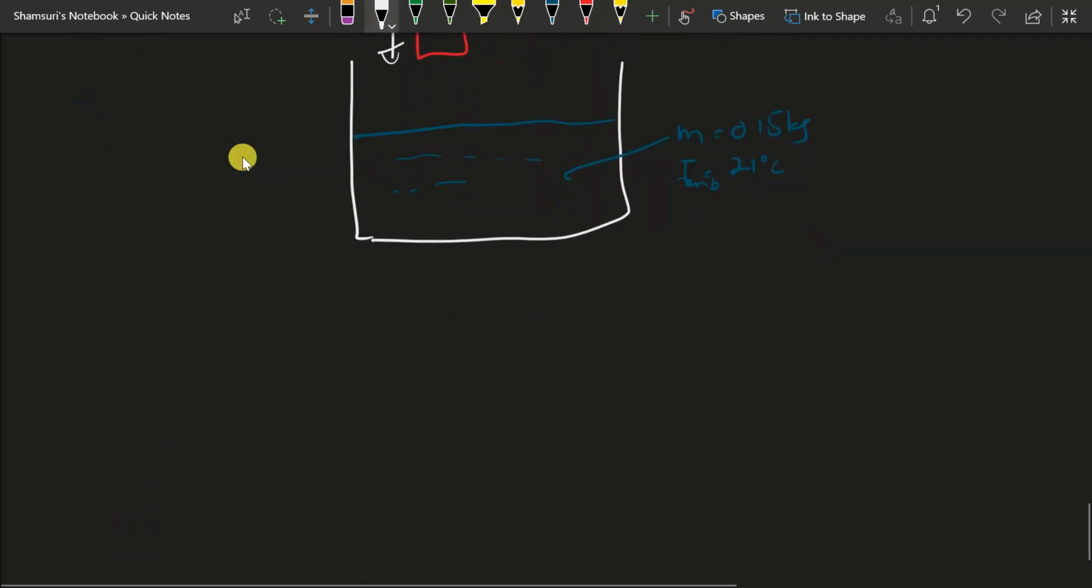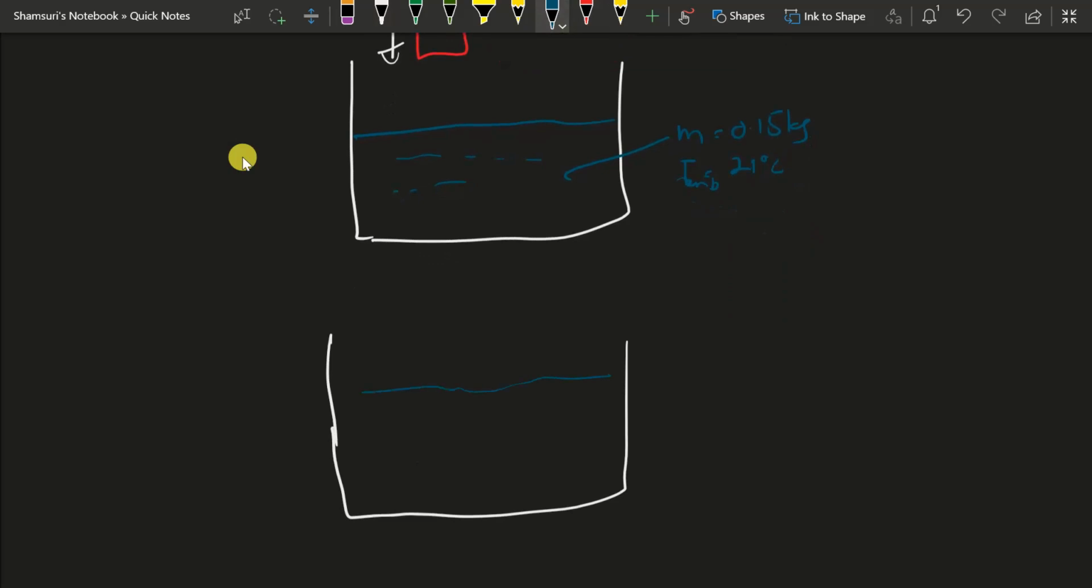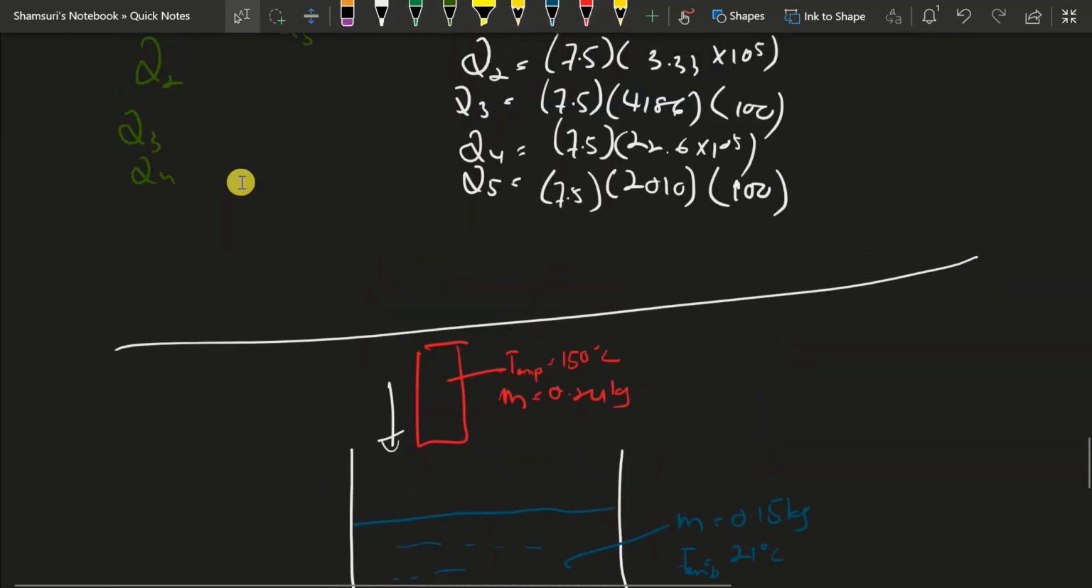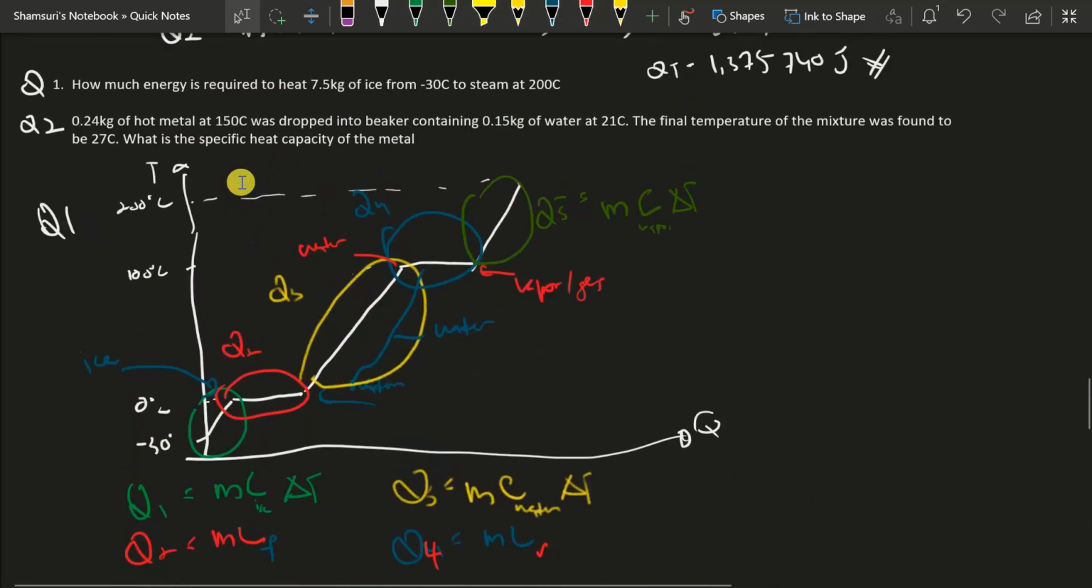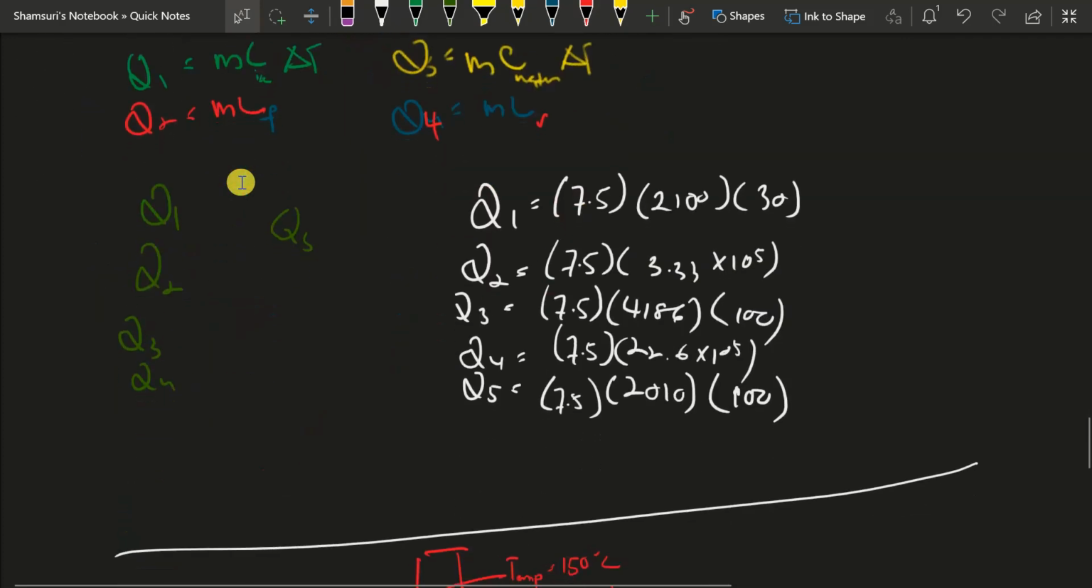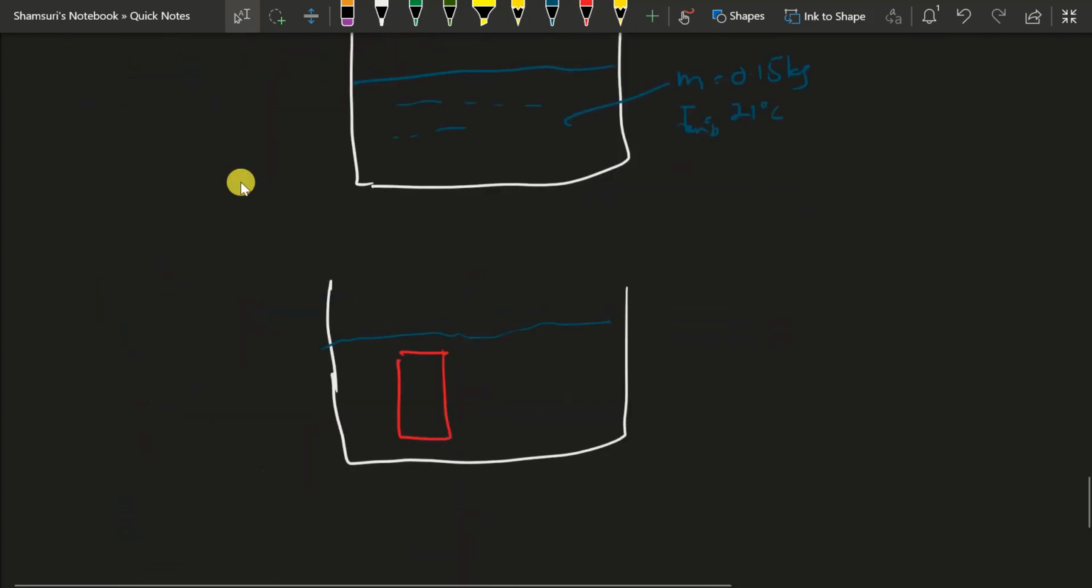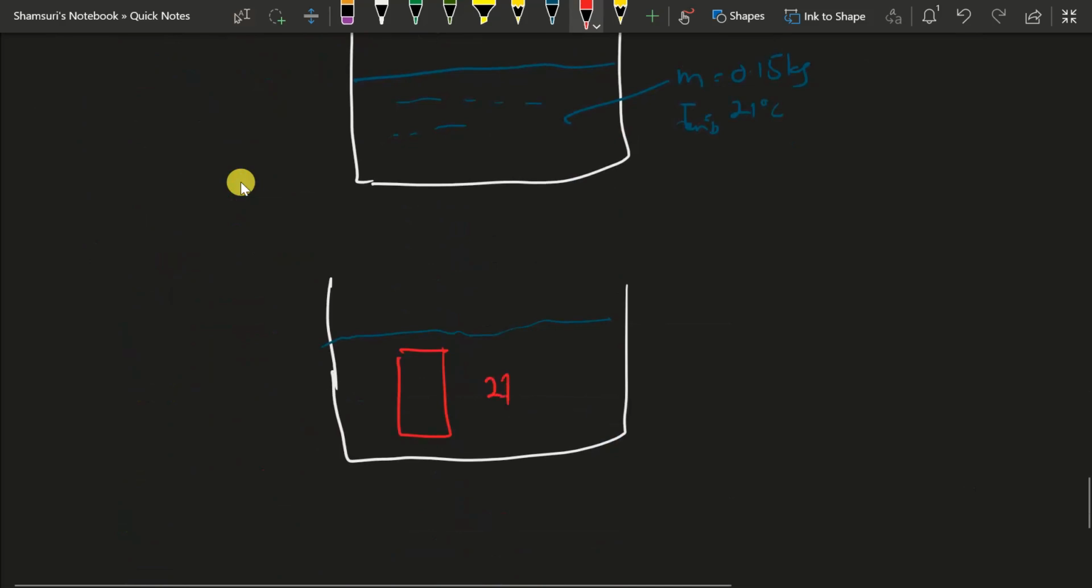So what happened? It becomes like this. You have water here, and then you have the metal inside here. Now the metal is inside the water. The final temperature when the hot object enters is 27 degrees. Sorry, I wrote in the wrong color because it's water. Okay, 27 degrees.